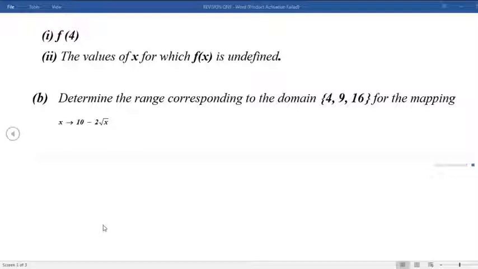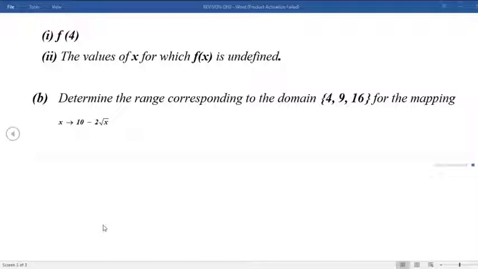This is the range. Okay, and the domains are there. I think there are 3 numbers. Yes, so here the range will also be 3. So don't forget to put the arrows as they are supposed to be. So the domains are 4, 9 and 16. I need to come up with a range.